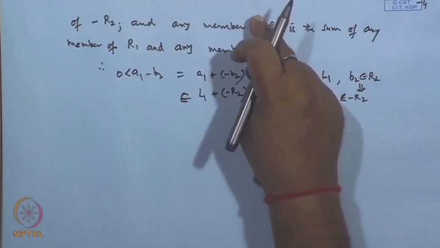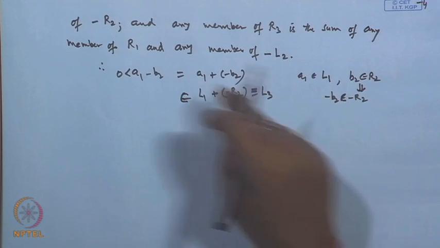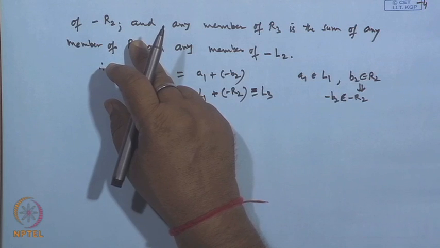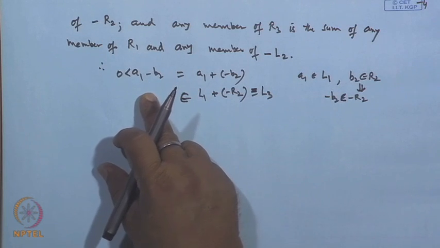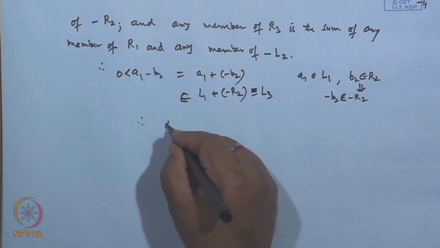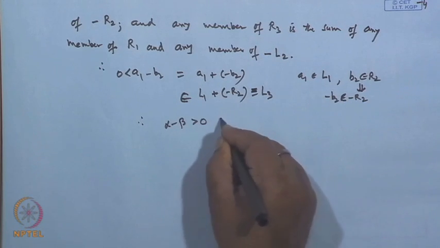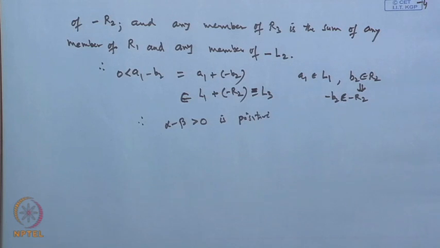So, a section L3 R3 which is assumed to represent the number alpha minus beta is such that it contains the positive numbers. So, this alpha minus beta is a positive cut, is positive, clear. So, is it okay or not? Just by this you can do it.